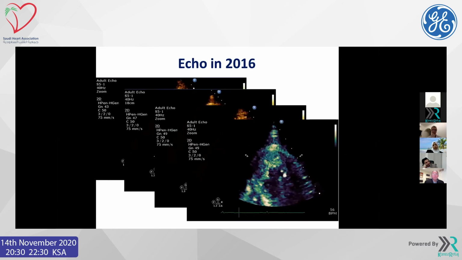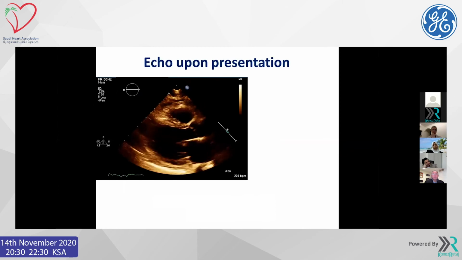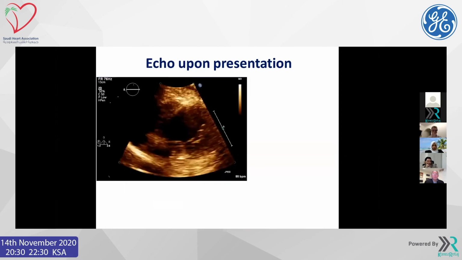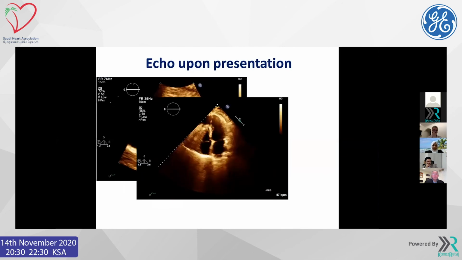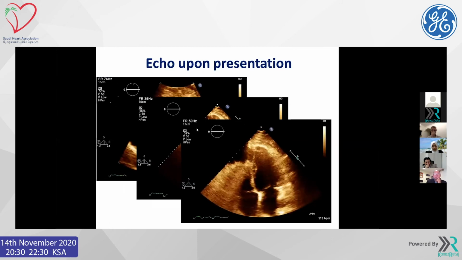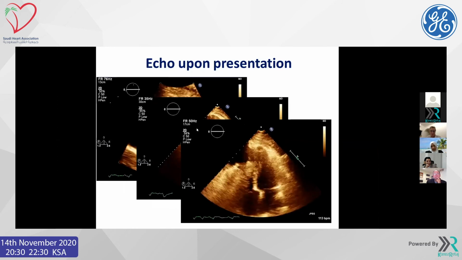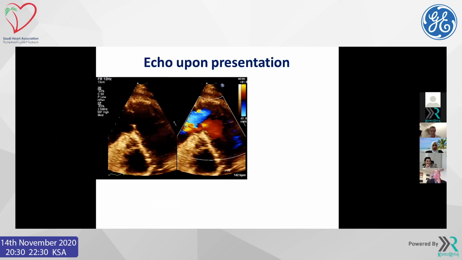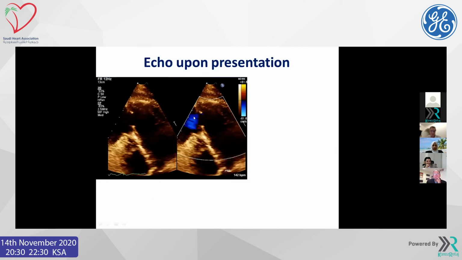We reached here in the echo upon his presentation to our hospital in October 2019, and we reached specifically this image. This is the apical four chamber. We can notice here something going wrong in this area. Okay, so these are some zoomed views. This is the color Doppler. We can notice here that there is some flow from the LV in this side.